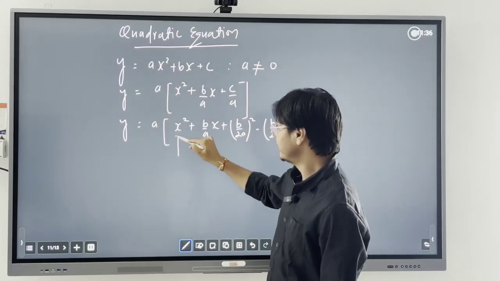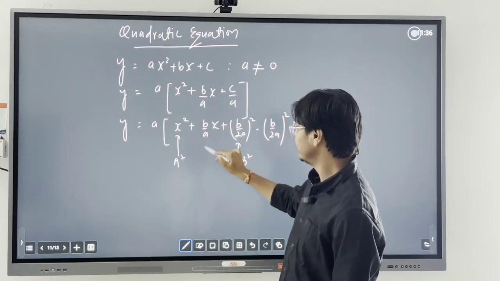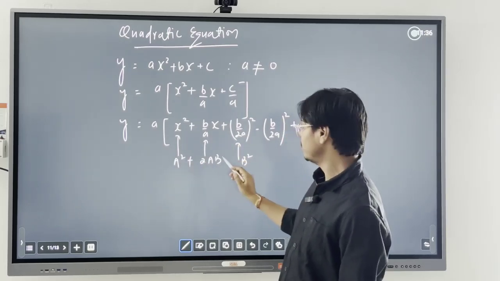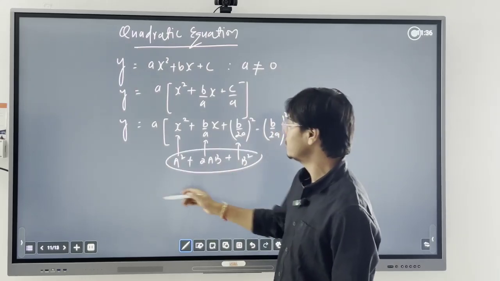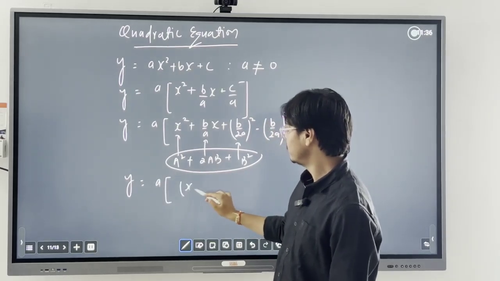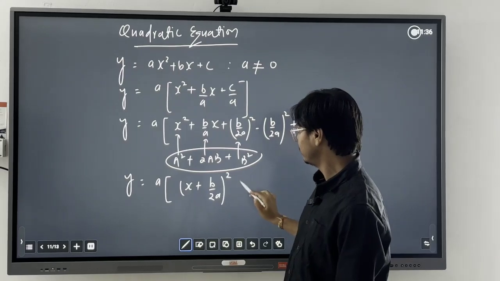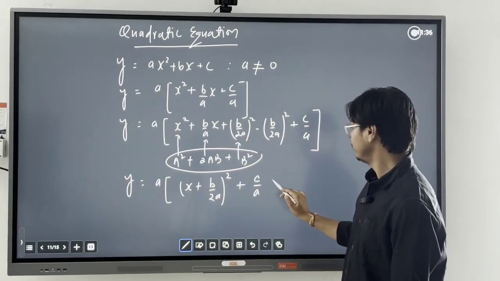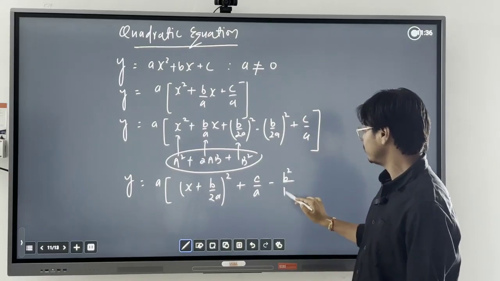If we assume that this is a square and this is b square, then definitely this will become 2ab. So the identity is a square plus b square plus 2ab will become a plus b whole square. From this expression we can write this function like x plus b upon 2a whole square, and the remaining part we solve like c upon a minus square of b is b square and square of 2a is 4a square.